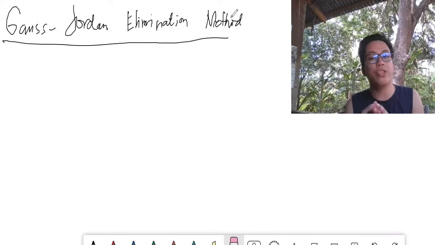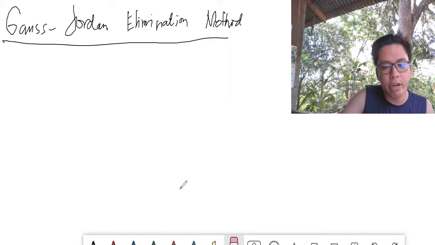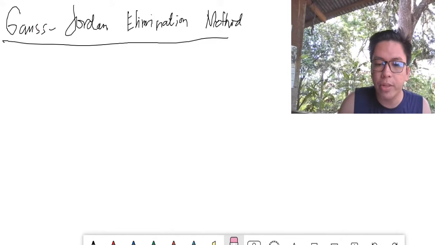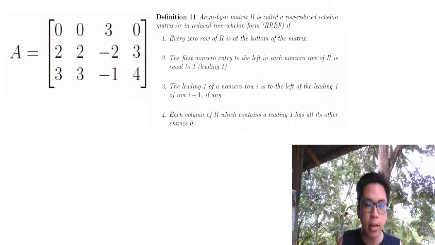But first, let's start with just a basic matrix only. Let's consider an example here. We are going to apply the Gauss-Jordan elimination method, and our goal is to achieve the reduced row echelon form of the given matrix A. In this case, the given matrix A has entries 0, 0, 3, 0, 2, 2, negative 2, 3, 3, 3, negative 1, 4.